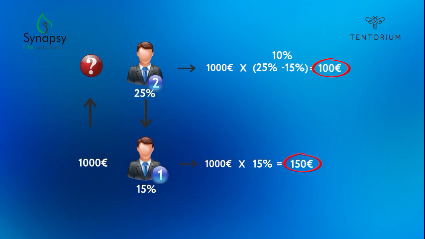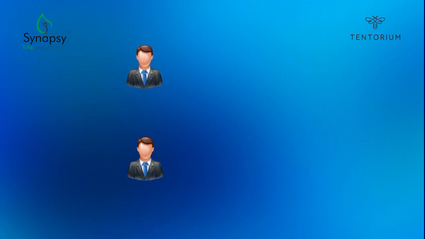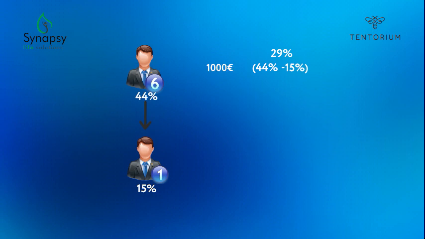The situations may be different, and we describe the one which is most likely to happen. But it also may happen the following. A distributor of the 6th level attracts a new distributor on the first level. The difference between the tariffs in this case will be 44 minus 15, 29%. And in this case, with the new distributor's turnover equaling €1,000, the commission of the distributor of the 6th level will be €290. Not bad, right?